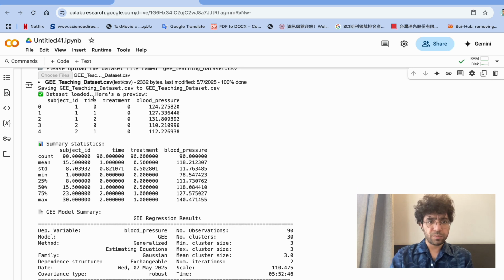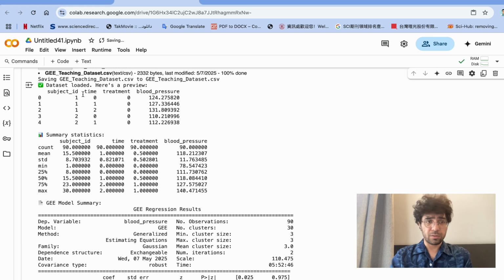it automatically analyzes the data for me based on the time, treatment, and the subject ID. So subject ID should be in the first column, time and treatment should be specific variables, and blood underlying pressure is my outcome measure. So the data set looks like this.